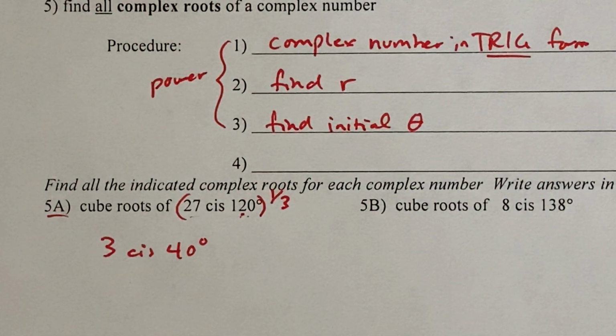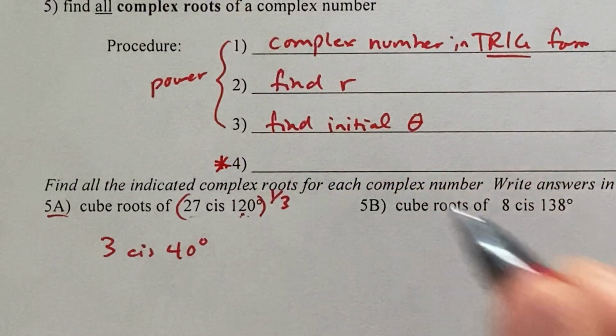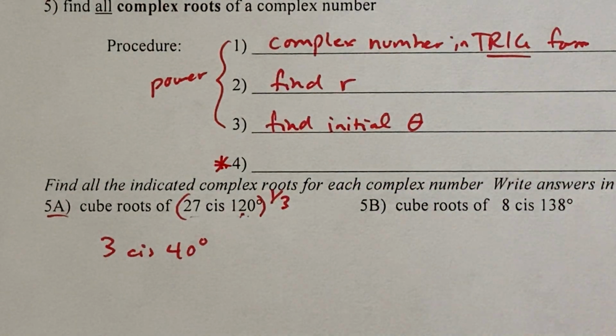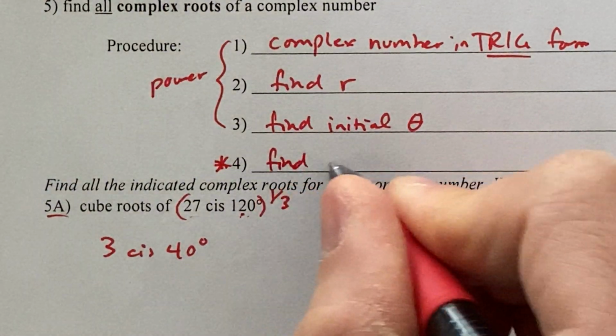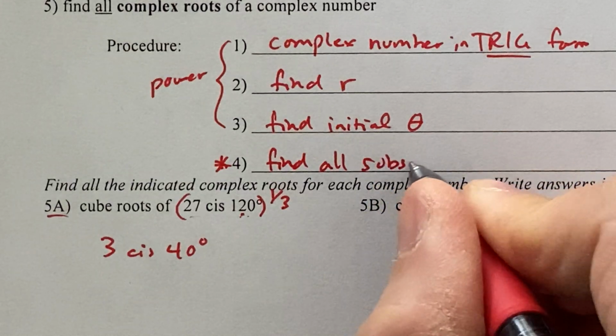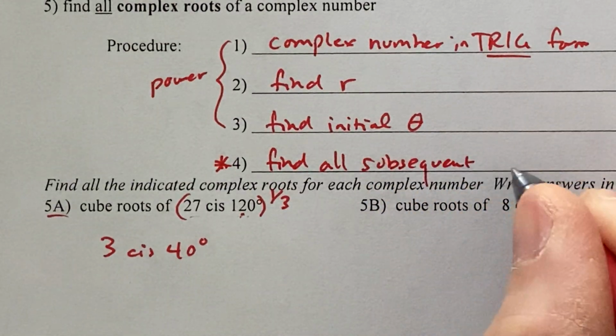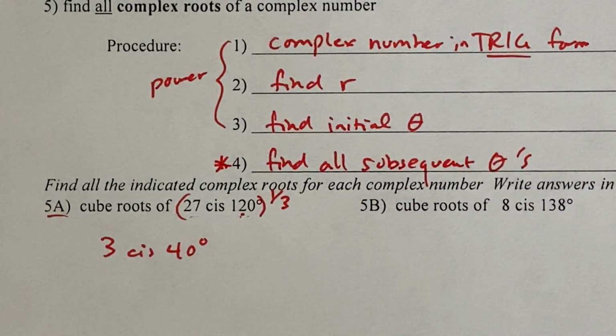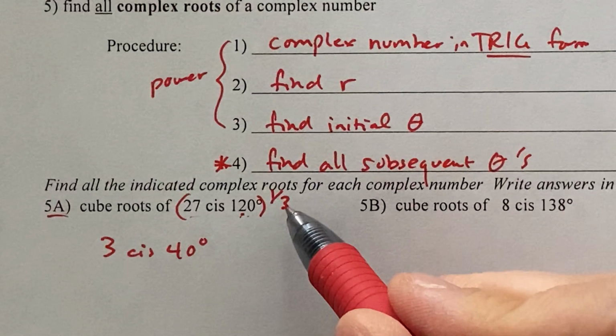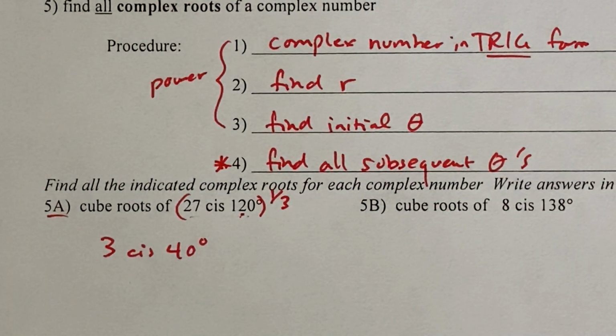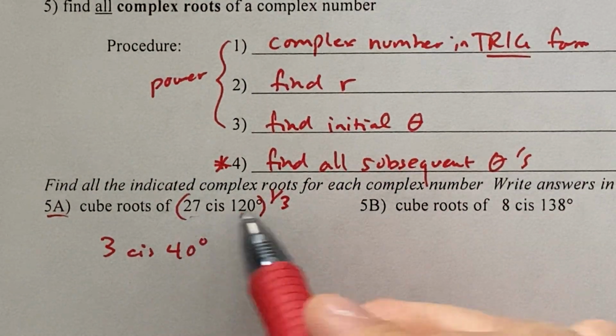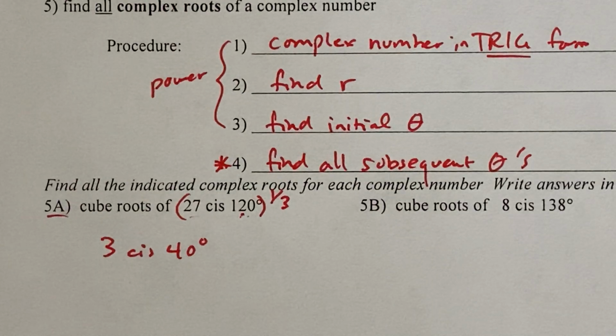The last thing, and this is really the only new thing for this concept, is you have to find all subsequent answers. There are actually as many answers as there are the denominator of the root, okay? So for example, if this is a cube root, you're actually going to have 3 answers. If I wanted you to find the 5th root of this, you would have 5 separate answers. 10th root, you would have 10 separate answers, etc.